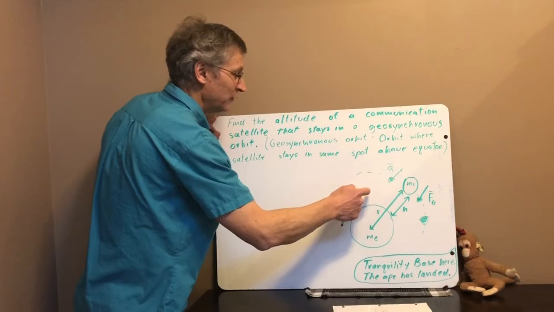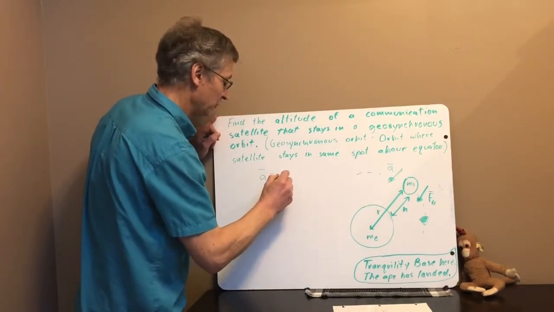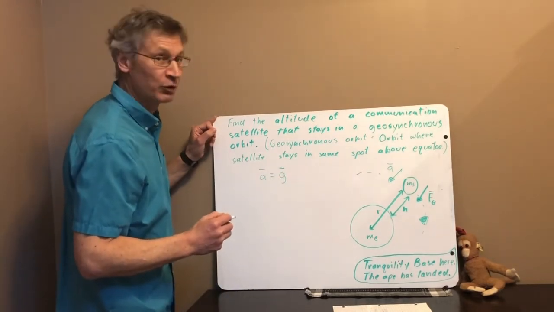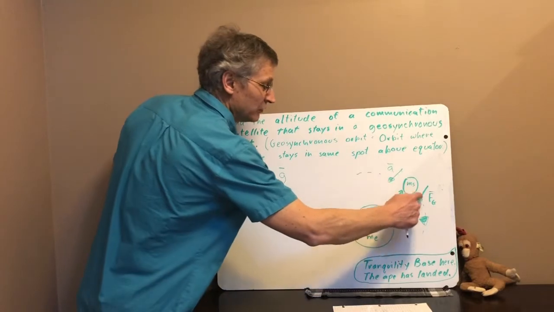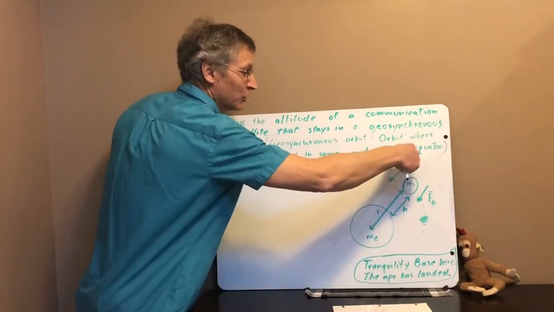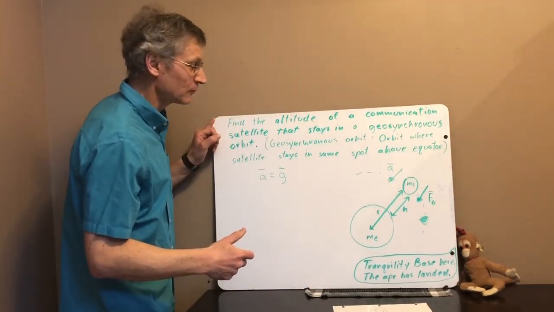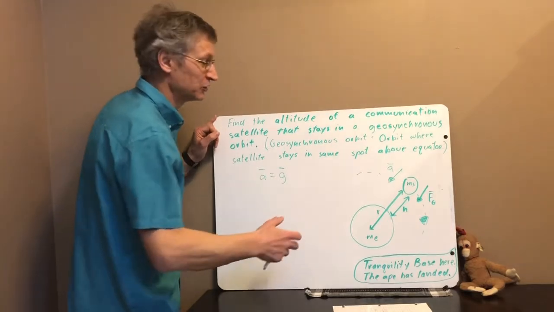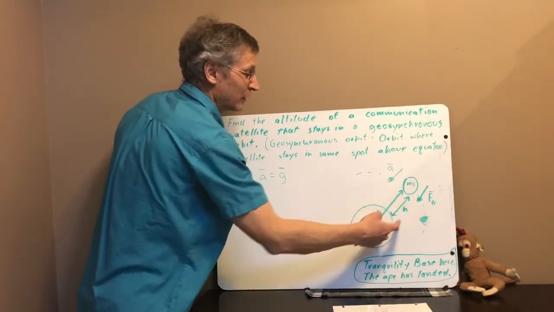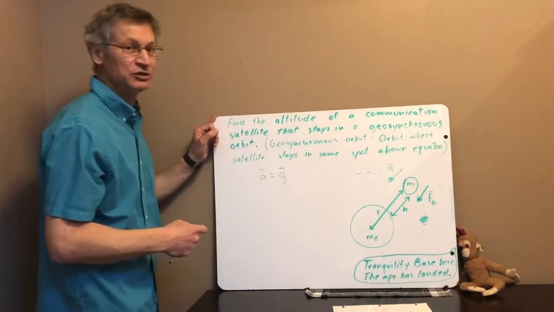So if something's in free fall, the acceleration is equal to the gravitational field. Make sure you're okay with that. This satellite is moving in a circle around the Earth, therefore it's accelerating towards the center of the Earth. That's a centripetal acceleration. And also remember from the video yesterday that it's in free fall. The only force acting on it is the force of gravity. So that means the acceleration is equal to the gravitational field.